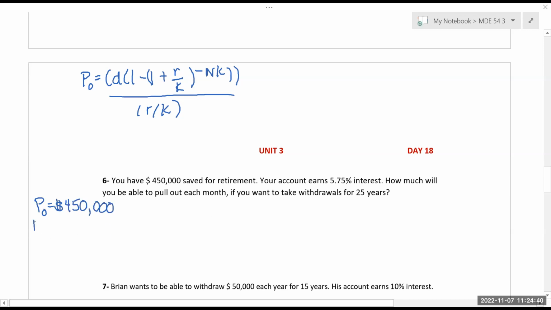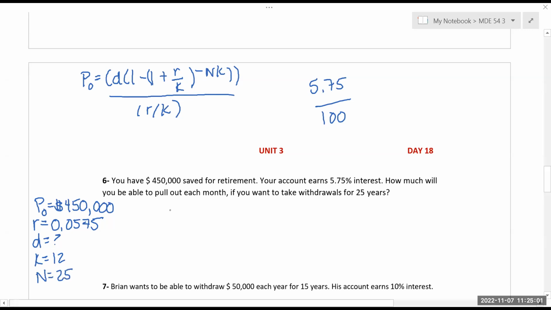Your account earns 0.0575. If you're ever not sure, take that number and divide it by 100 to get the decimal, don't round. How much can you take out monthly? So K is 12. If you want that money to last for 25 years.